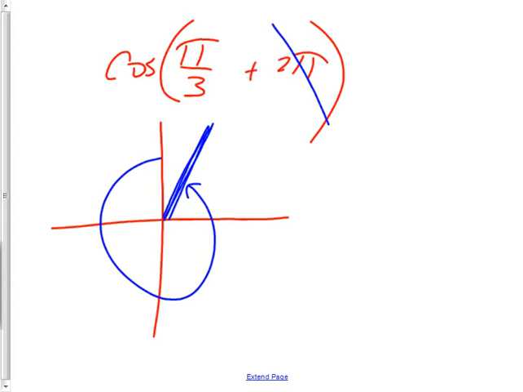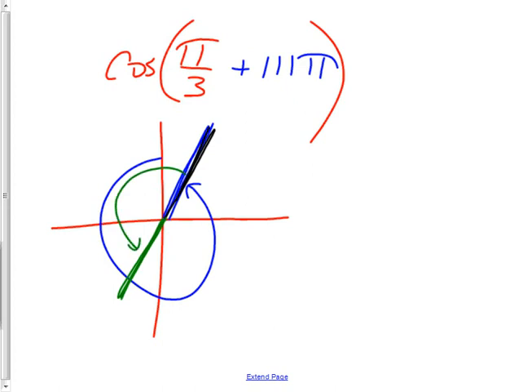What if they don't add 2 pi? What if they add an odd number of pi's, like 111 pi? Then it's moving it over 180 degrees. So this spot used to be here. Now it's going to be here. You go around another 180 degrees, so to speak. If this was 60, then this part right here would be 60. So it'd be 180 plus 60, which is 240.